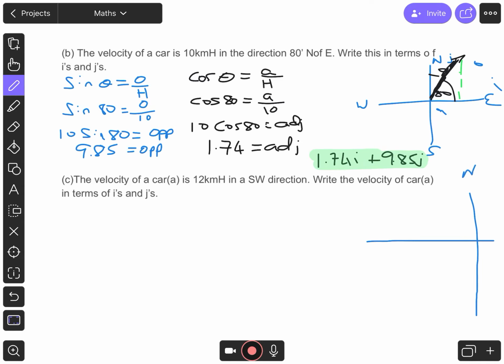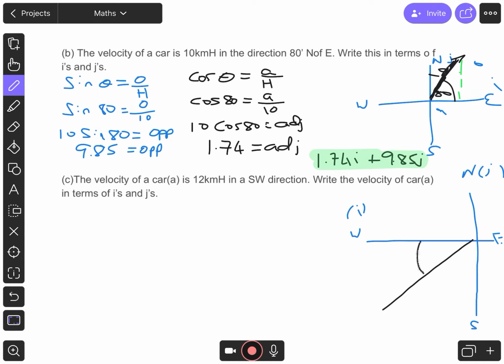Okay, and again we have north, south, east, and then we have west. And we know that this is our j's and this is our i's. I'm going to draw in my vector. It's going to be that.